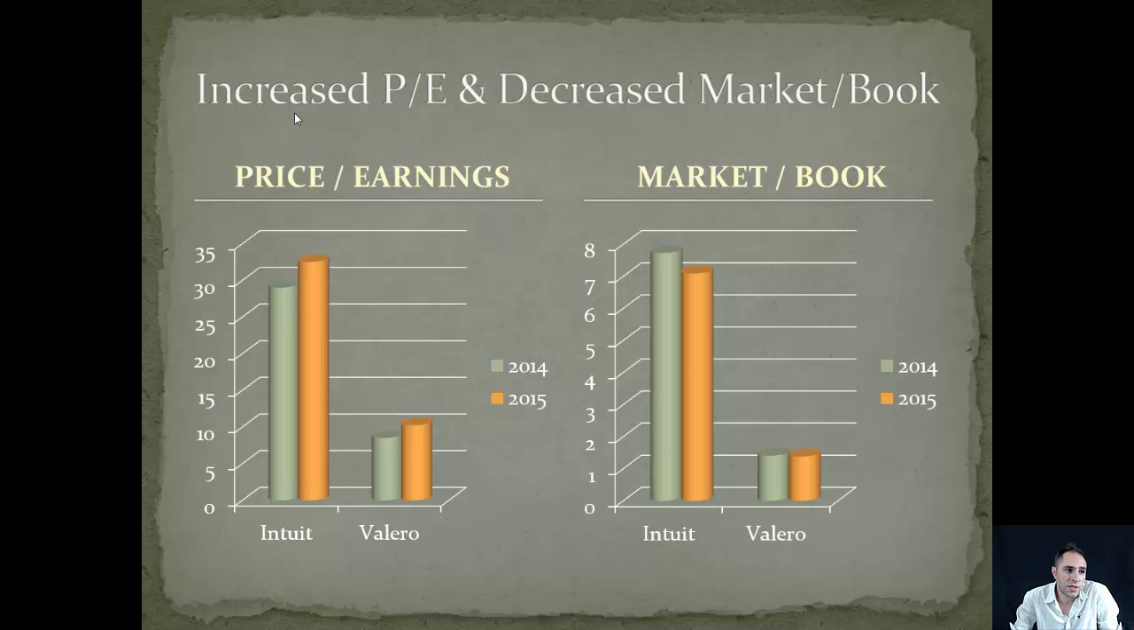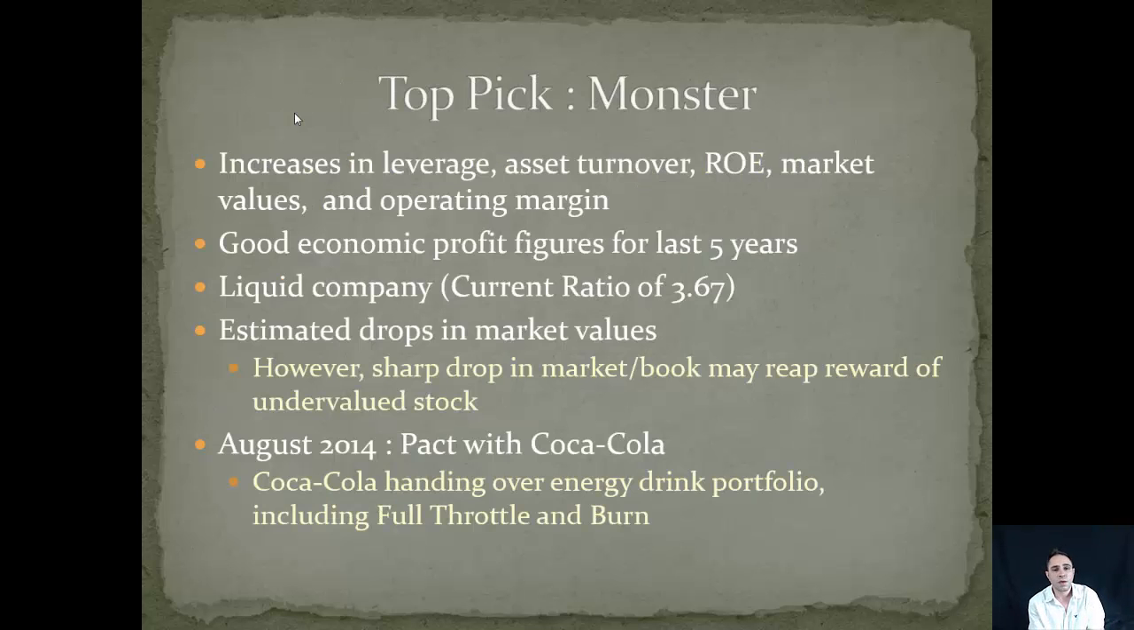And this is just to show you with Intuit the increase of the price to earnings for both Intuit and Valero, and both of them are showing decreases to their market to book values. And as I said, both of these being in this situation, you're looking at potential gains with these price to earnings ratios showing potential increases for 2015, while the market to book is just showing us a slight decrease in both. My top pick, my number 1 pick, being Monster Beverage.